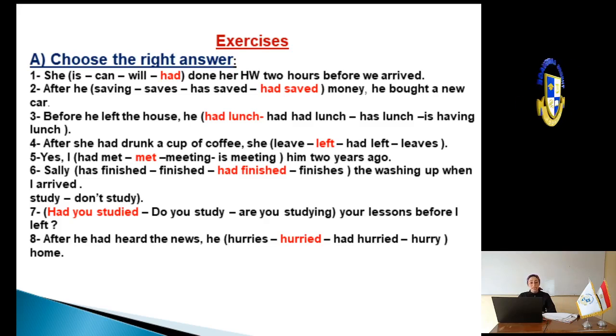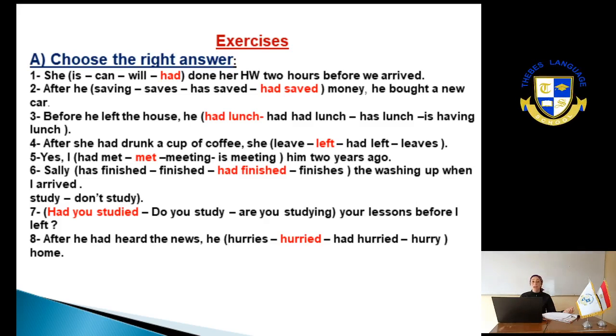After he saving, saves, had saved, has saved money, he bought a new car. Which one happened first? Saving money or buying the car? Of course, to save the money. Exactly. So this is the first action, and we said before that after "after" comes the past perfect, so we are going to use "had saved" money, he bought a new car.